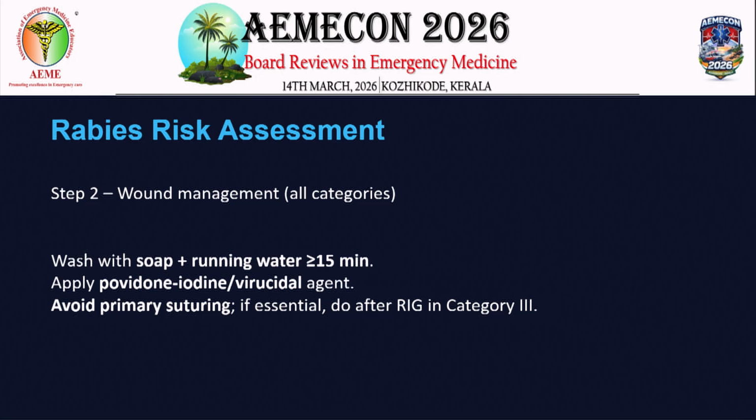Second, we should do a risk assessment of the wound. How do we manage the wound first? We should wash with soap and running water for more than 15 minutes. We should apply povidone iodine or a virucidal agent if present, and avoid any kind of primary suturing. If essential, do it after giving rabies immunoglobulin in category 3. So if it is a wound in a part where it requires suturing, we do it after giving the rabies immunoglobulin.